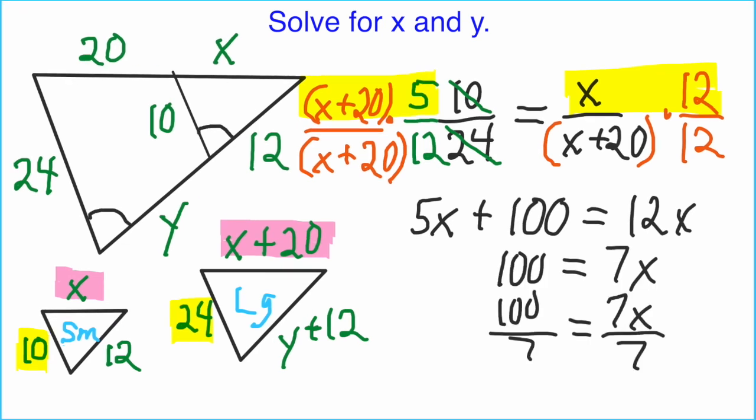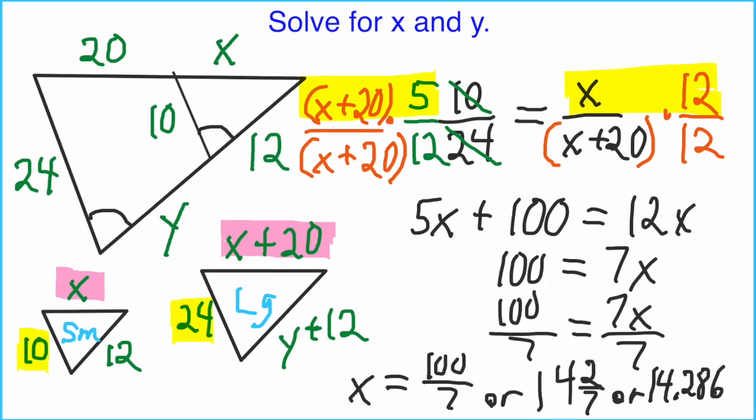And you can write your answer any way you want, 100/7 or 14 and 2/7, or if you want to do a decimal, just go to 3 decimal places, so 14.286. Now, I didn't have any more room to solve for y, so I'll go ahead and erase this and show you the solution for y.